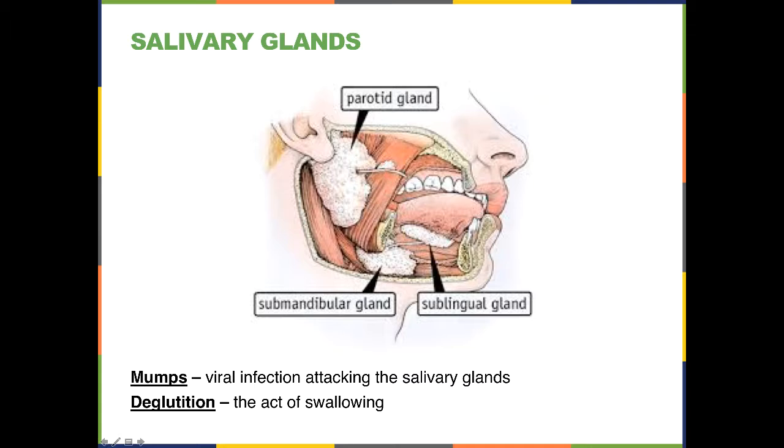Now, an infection that affects these glands is called the mumps. It's actually a viral infection that affects these glands.